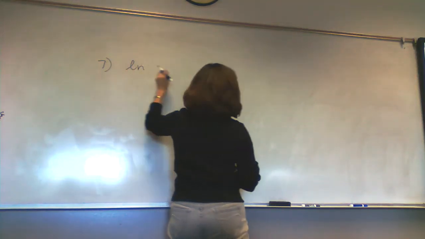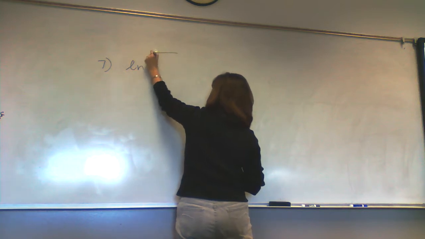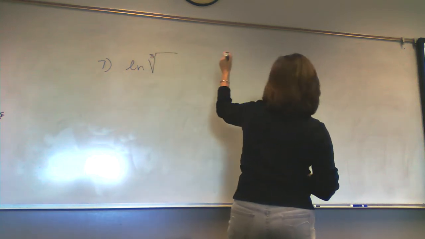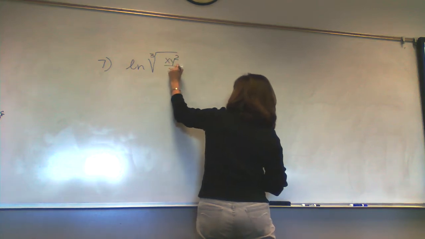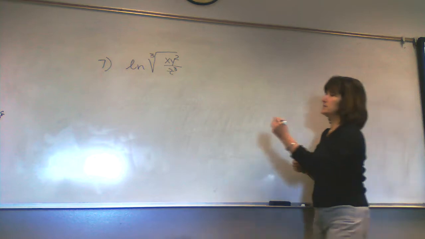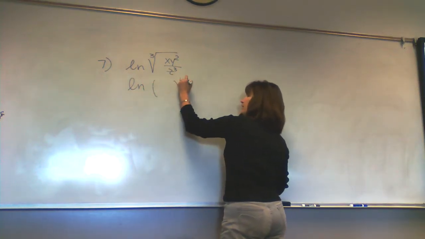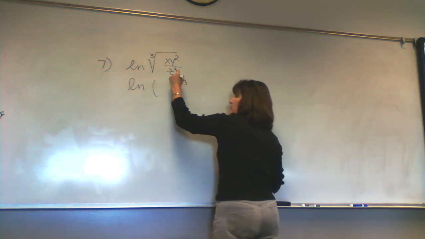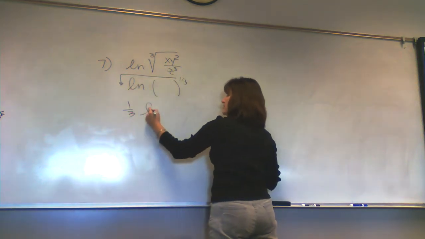Number 7, on the sample final: natural log of the cube root of xy squared over z cubed. Okay, so rules of logs. This is the natural log of all that stuff to the 1/3, so I can bring the 1/3 out in front. Does that answer your question right there?